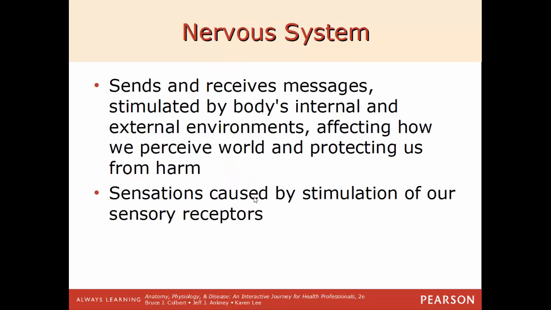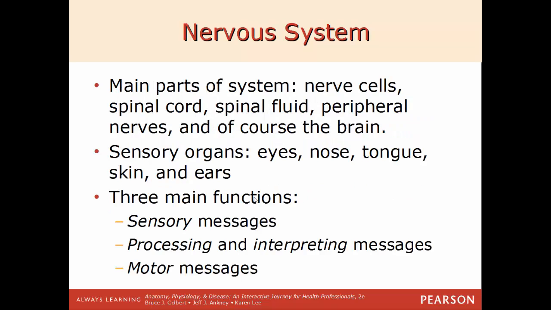The nervous system will send and receive messages stimulated by the body's internal and external environments, affecting how you perceive your world and how you react to that world. So everything that you hear, everything that you see, everything that you touch and taste and feel, that information is turned to an electrical impulse to be sent to the brain. The main parts of the system: the neurons, the nerve cells we talked about earlier, the spinal cord, spinal fluid, the peripheral nerves, and of course the brain being the most important part of that system.